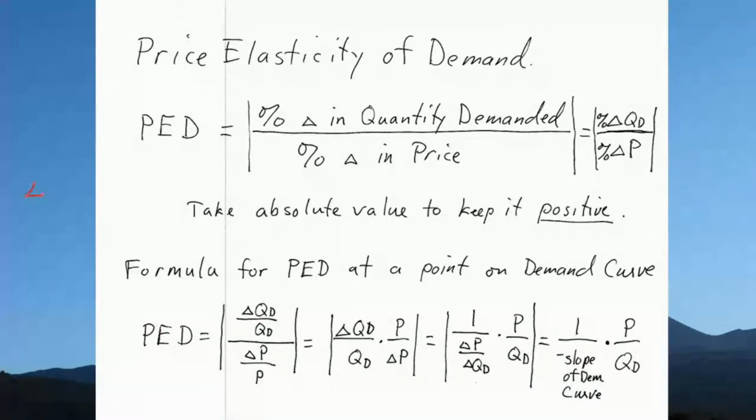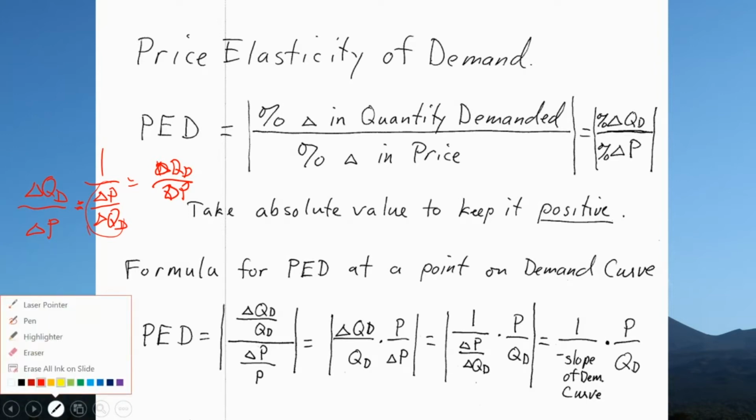So if I take delta QD divided by delta P, this is equal to 1 divided by delta P divided by delta QD. Okay, and the reason these are equivalent to each other is because I can take this denominator term, flip it around, and multiply it by the top. So it's going to be delta QD divided by delta P. Sorry, my handwriting is terrible this morning. And it's going to become equivalent to what we've got there. Okay?